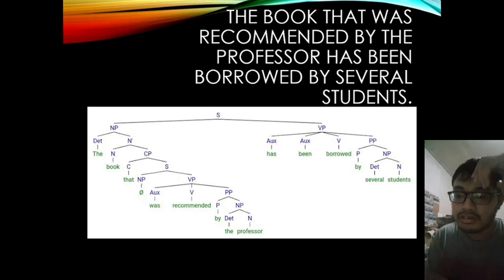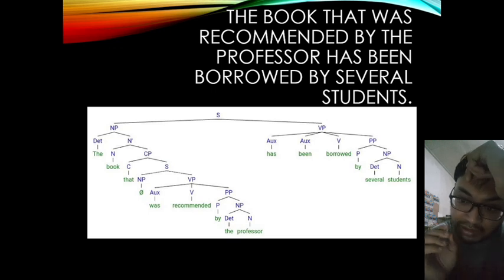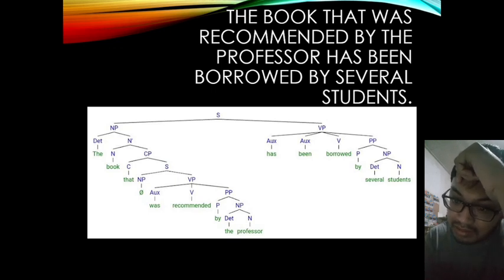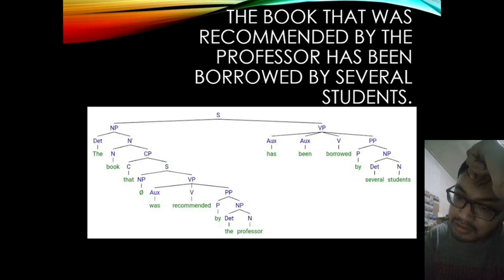The clause has recommended inside it, which is a passive verb phrase, with was as the auxiliary and recommended as the main verb in past participle. By the professor is a prepositional phrase that identifies the agent.